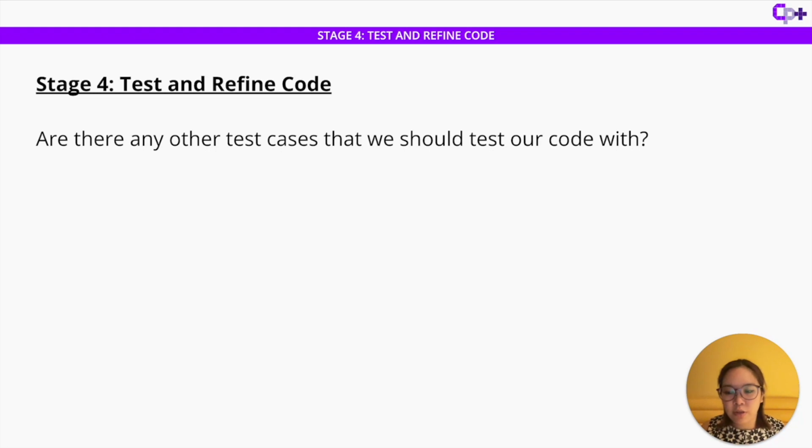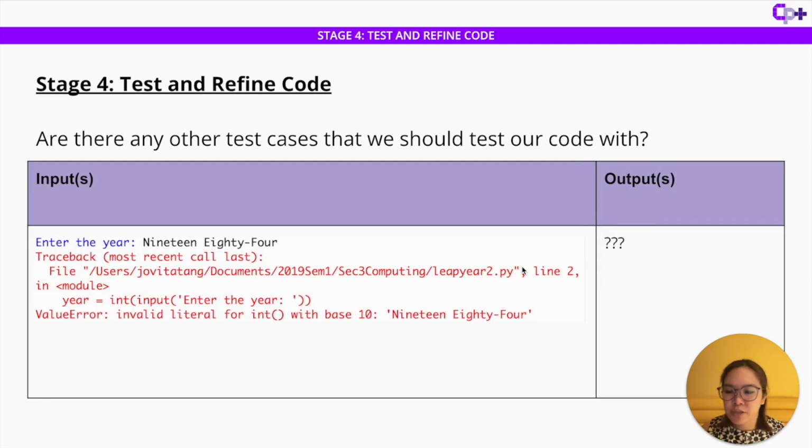Pause the video now and think. What other test cases should we test our code with? What other inputs can we preempt that our users might use? Here's a possible test case. Users might end up spelling the year 1984 or something similar, which will break our code as it is not designed to handle such input.